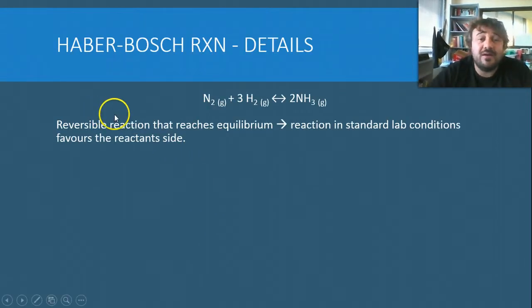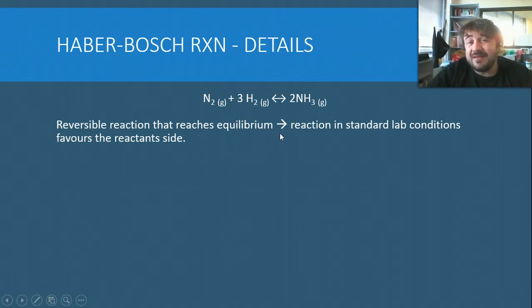All right. So here's our reaction. Now, we're calling it Haber-Bosch because the process was produced by two German scientists, Fritz Haber and Carl Bosch, as in the Bosch Chemicals company. So this is a reversible reaction. We do it on our PowerPoints like this, that reaches equilibrium.